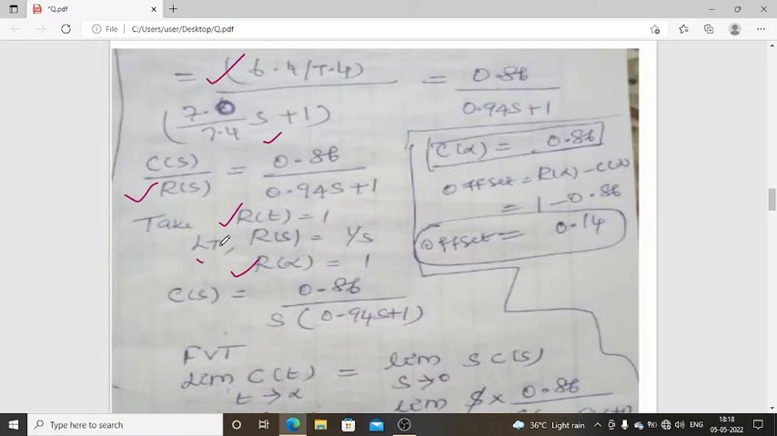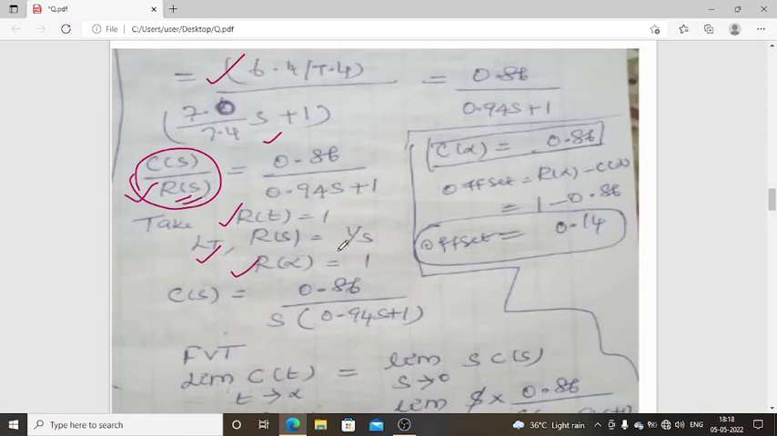Take Laplace transform, so t domain goes to S domain. R of S is equal to 1 by S. Laplace transform of 1 is equal to 1 by S. So now we have R of S value. Already we have C of S by R of S. This expression is correct. So here substitute R of S value.